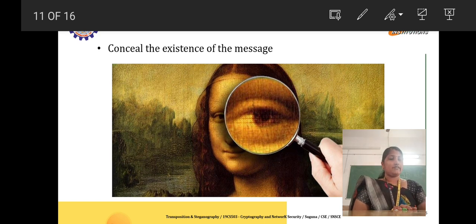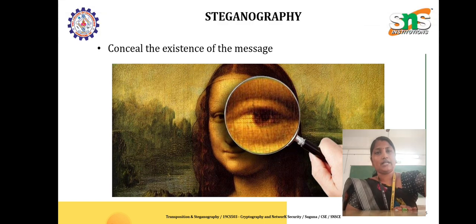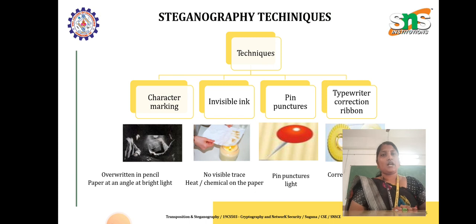So a steganography example: the sequence of first letters of each word of an overall message spells out the hidden message. Have you understood? So there are four techniques in steganography: character marking, invisible ink, pin punctures, and typewriter correction ribbon. So these are the four types of steganography.